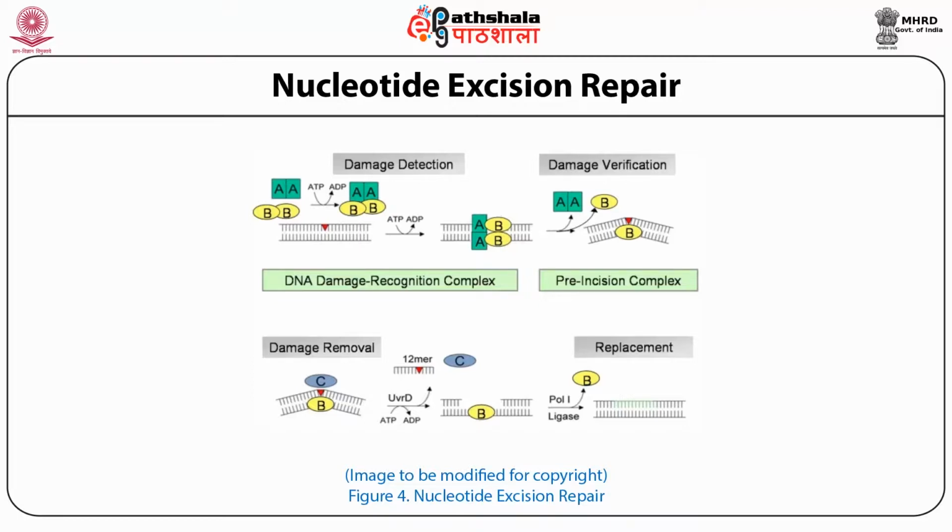Endonuclease UVRC then joins UVRB and makes a 5' incision at a distance of 7 nucleotides from the damaged site and another 3' incision which is 3 to 4 nucleotides away from the damaged site. This step also requires energy from ATP hydrolysis. The helicase UVRD then helps unwind and release the single strand between the two cuts. The gap is then filled by the action of DNA polymerase 1 and DNA ligase seals the nick at the end.